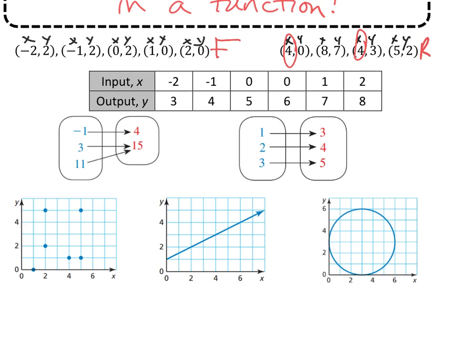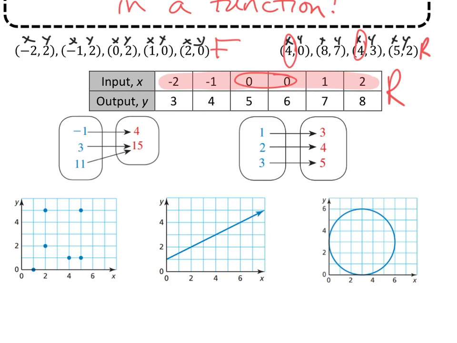Then we have our tables of inputs and outputs. These are super nice because they're already organized for us. We are only looking at the input values, which are here. Do any of the input or x values repeat? Yes, right here we got repeated zeros. So do I put an F or an R next to this? R, and it stands for relation. Relation, yeah, or not a function.